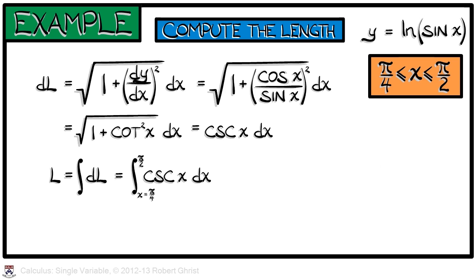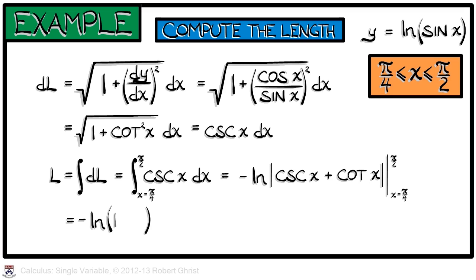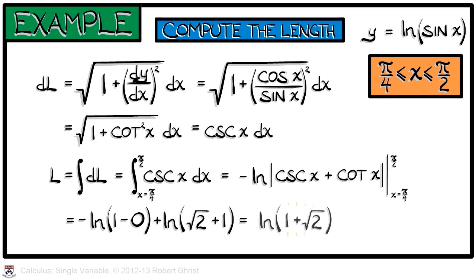I may or may not be able to remember the integral of cosecant, but I can assure you that it is minus log of absolute value cosecant x plus cotangent x. When we substitute in those limits, pi over 4 to pi over 2, then we get minus log of cosecant of pi over 2, that's 1, and then plus cotangent, which is 0 there, and some other terms. I don't know, that's too much to do in my head, but I think that the final answer is log of quantity 1 plus square root of 2.